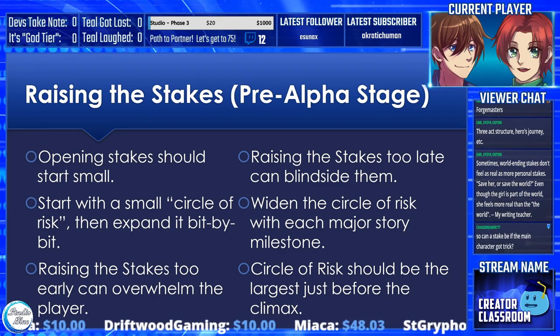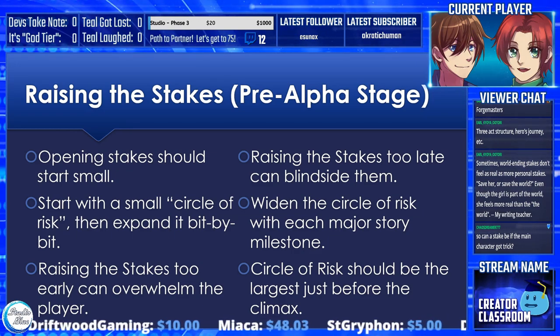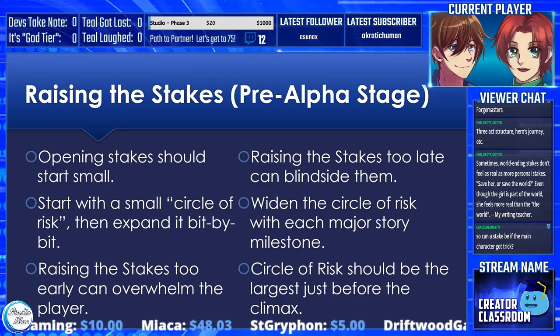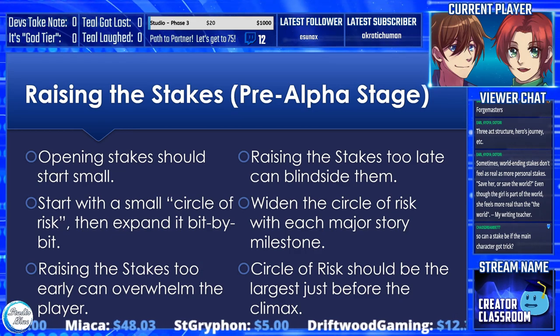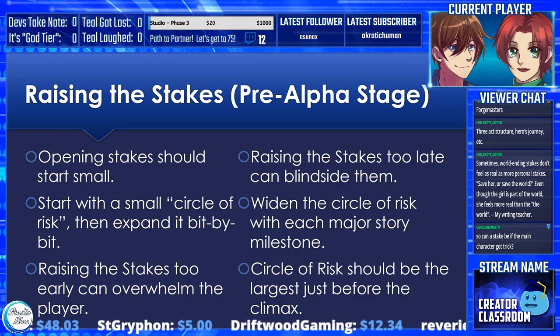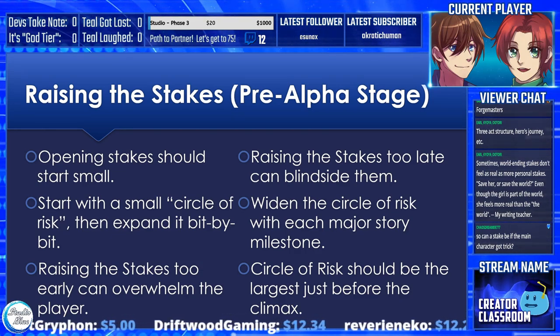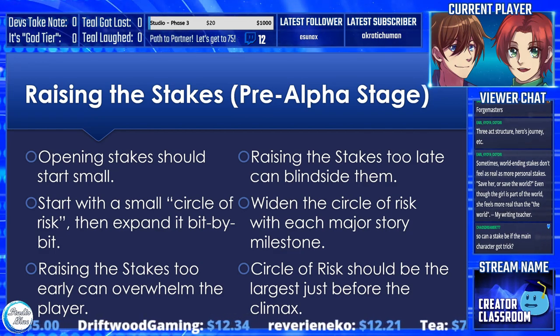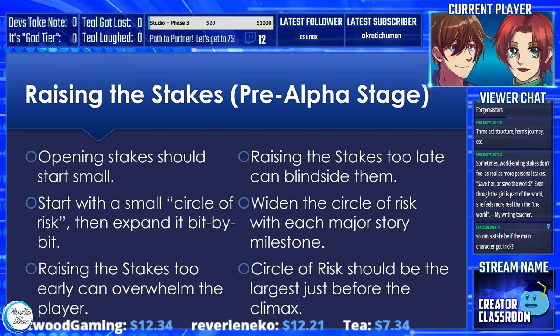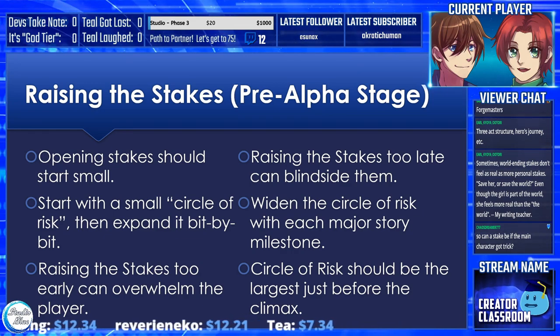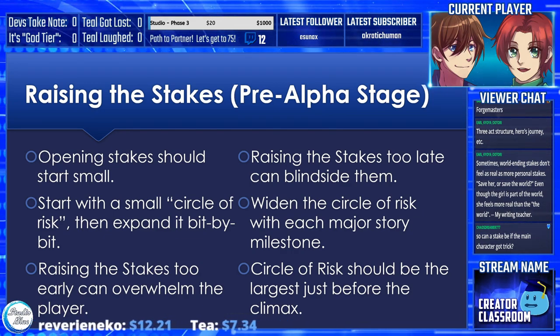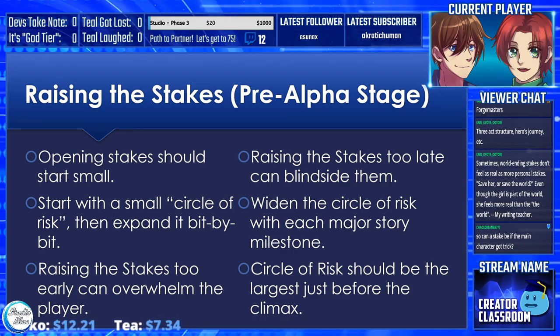So if you want to destroy the world, have it be something that the player can grasp onto, that the player can feel is real. Otherwise, what Earl said is absolutely true. Chaos says a stake can be if the main character got tricked. Yeah, something like that would be, okay, I'm the main character and the bad guy tricked me and I ended up hurting someone I love.